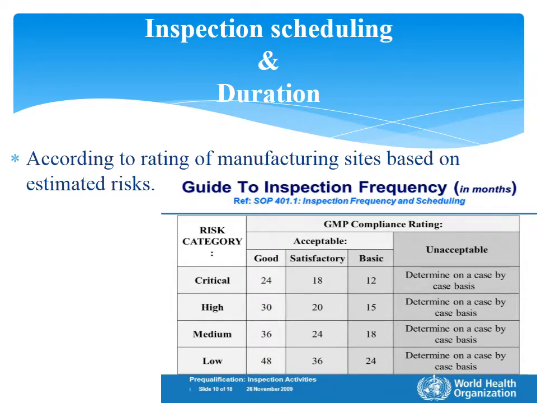Scheduling of inspection. The frequency of inspection is based on the concept of rating manufacturing sites on the basis of an estimated risk that they may pose to patients, consumers, and users of medicine, taking into account the manufacturer's processes, the criticality of the product, and finally the GMP compliance level. The duration of inspection depends on the complexity of the company's operation and the purpose of inspection. For instance, it can take from 2 to 5 days.